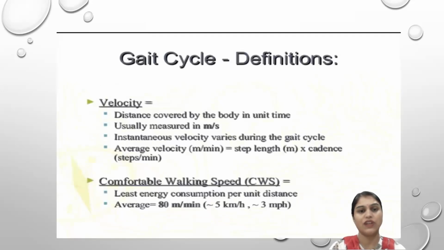Gait cycle definitions. Velocity is equal to the distance covered by the body in unit time, usually measured in meters per second. Instantaneous velocity varies during the gait cycle. Average velocity in meters per minute is equal to step length in meters times cadence in steps per minute. Comfortable walking speed corresponds to the least energy consumption per unit distance. Average is about 80 meters per minute.